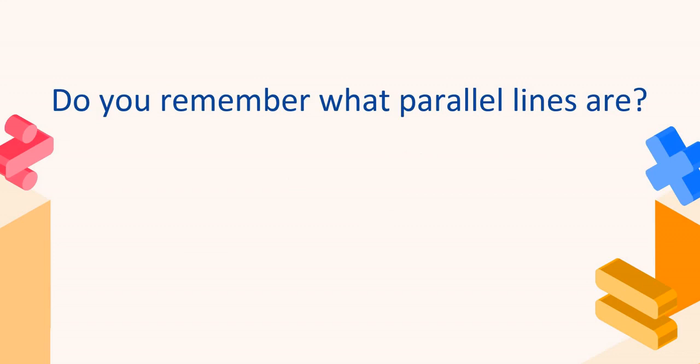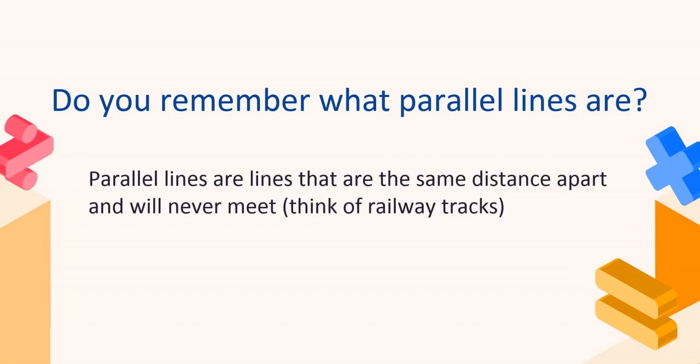Do you remember what parallel lines are? Parallel lines are lines that are the same distance apart and will never meet. A real-life example is railway tracks.